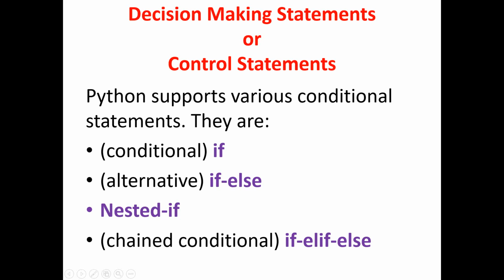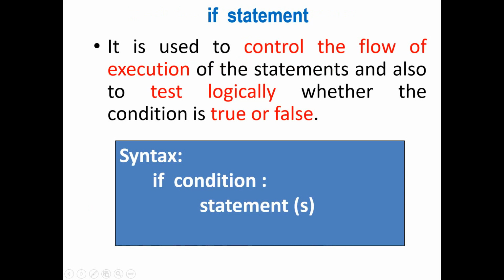In this video, we are going to discuss the simple if statement with an example. The simple if statement is used to control the flow of execution. The statement tests the condition logically and checks whether it is true or false. See the syntax: if followed by a condition and a colon, followed by a tab space and a set of statements. If the condition is true, the statement under the if block will get executed.